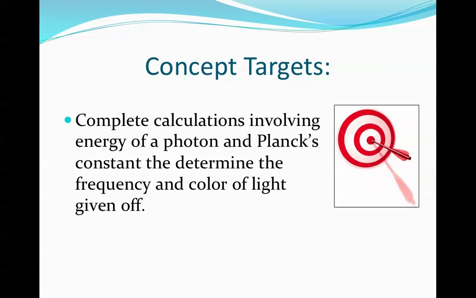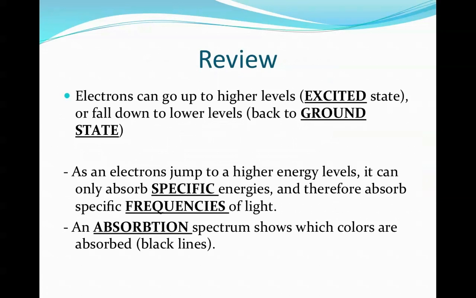completed involving the energy of a photon, which is a light particle, and something called Planck's constant to determine frequency, also wavelength, and color of light either given off, or we could also do it to be absorbed. Now, just again to quickly review, if electrons go up to a higher energy level, the excited state, they're going to absorb very specific energies and therefore absorb specific frequencies of light. When this occurs, an absorption spectrum is produced, and you can see there by the black lines, those are the wavelengths that get absorbed during this transition.